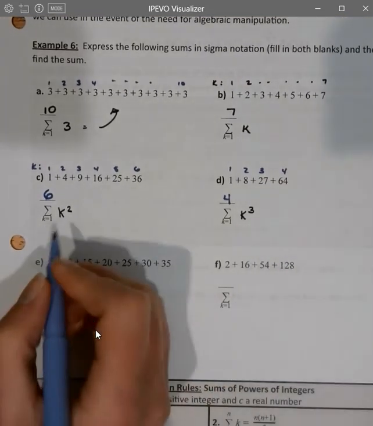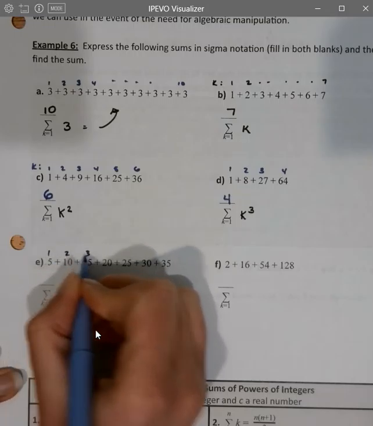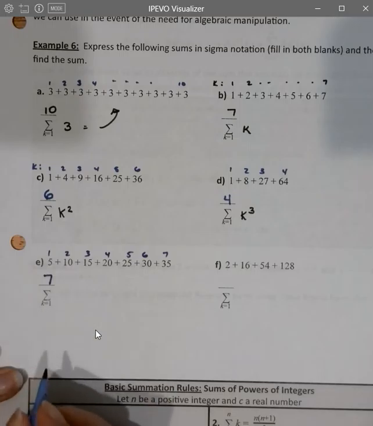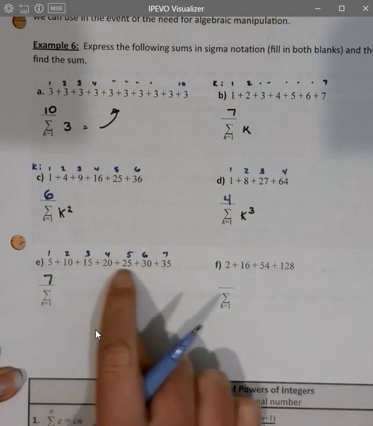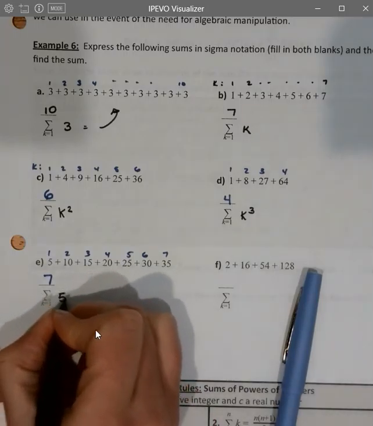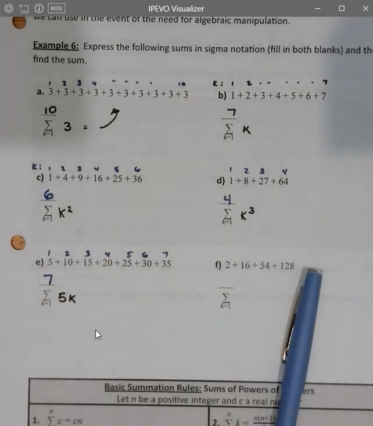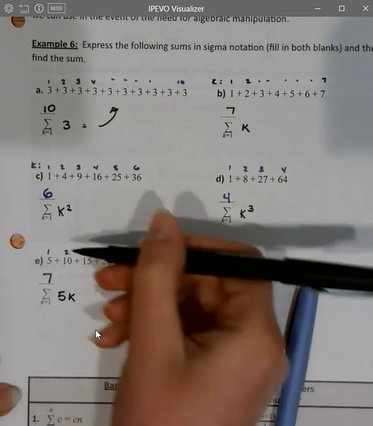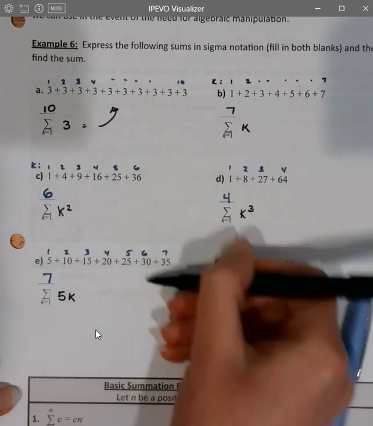And the next one, we're adding 1, 2, 3, 4, 5, 6, 7 things. So k equals 1 to 7. And the pattern looks like 5 times the k value. So we're adding sum ends of 5k. Once you see the k values, you can see the pattern that goes between the k values and the number.